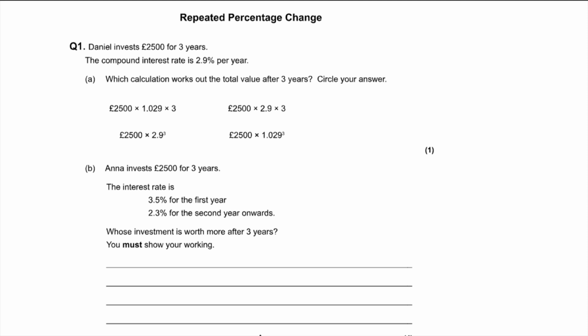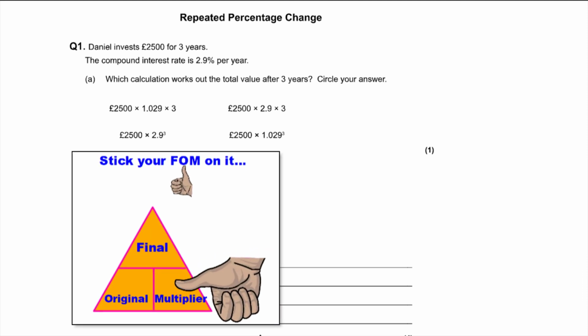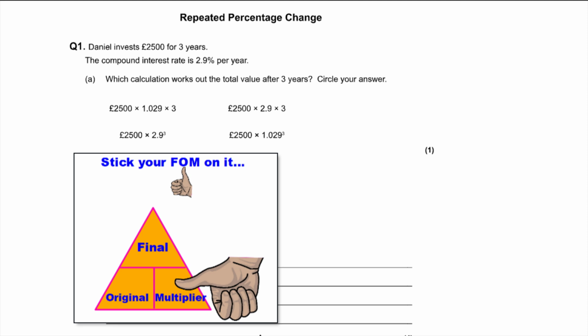Circle your answer. Okay. So now there is a highly complicated version of the compound interest formula on the formula sheet. Personally, I don't like to use that. I think it's overly burdensome and complicated. If you've ever seen any of my videos before, you know that I use like a little triangle for percentage questions. Put your thumb on it, final, original, multiplier. And I just use an extension of that when I work out repeated percentage change. So using that triangle, final, original, multiplier.